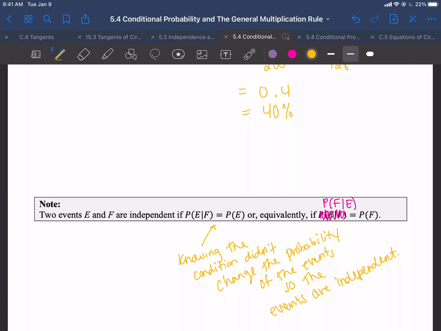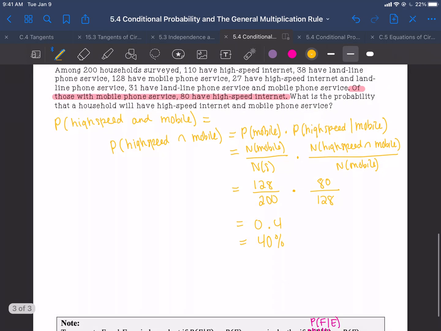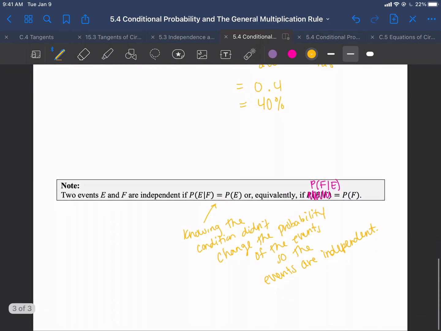Okay, so if you're given probabilities and you might be asked, are the events independent, you could check mathematically to see if they are or are not. Okay, so that's the basis for conditional probability and the general multiplication rule. I'm going to upload some additional examples. Please watch that video if you feel like you need to see some additional examples.